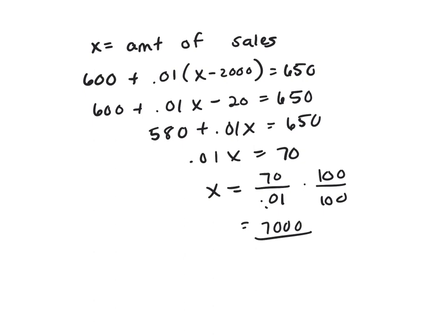And then when you multiply 0.01 by 100, it's going to move that decimal two places to the right. So you're left with 1. So the amount of sales was 7,000.